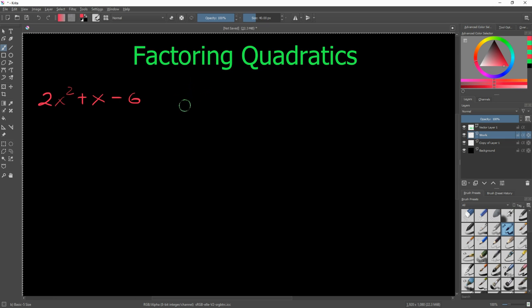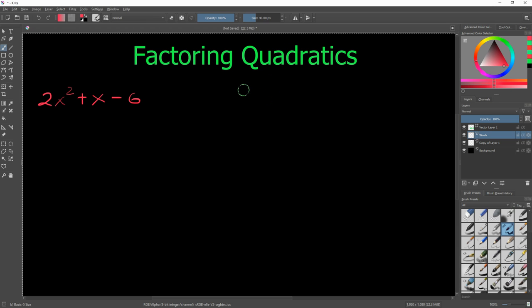And I know you guys learned a lot of different ways of factoring, but this is one way that's going to work all the time. So if you're good with factoring, you don't have to learn this way. But if you're struggling, learn this way. And this is the only way that you have to learn.